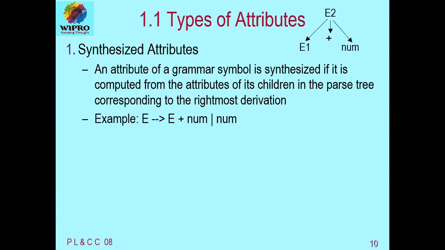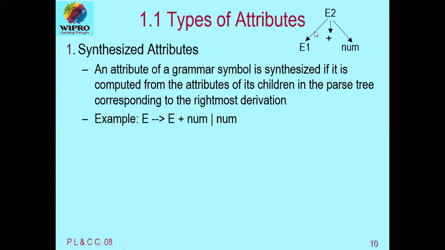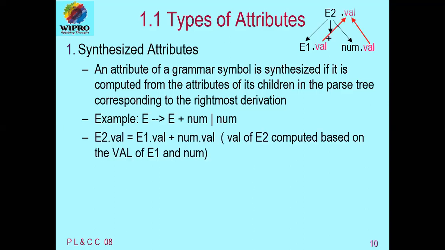Something like this: E is producing E plus num. You can see here, on the top right corner, just have a look. E is producing E plus num, right? Now, E2 is the parent, E1 is a child. If the attribute value of the parent, that is your E2, is computed from E1 and num, then we call it a synthesized attribute. Just as simple as that. You can see that we have the attribute val: E1.val plus num.val is giving the value of E2.